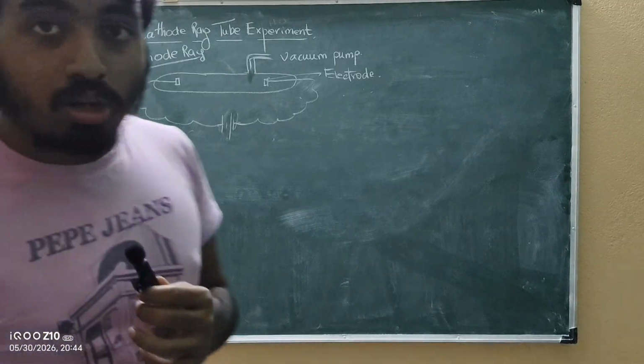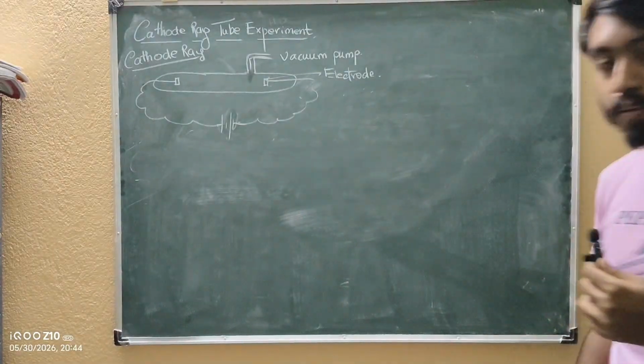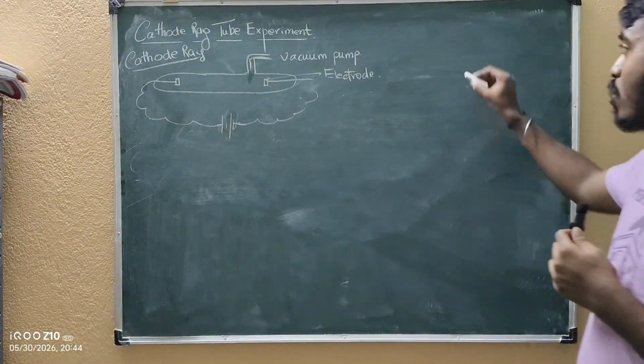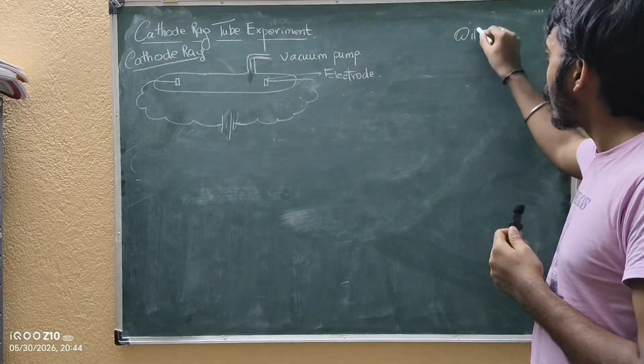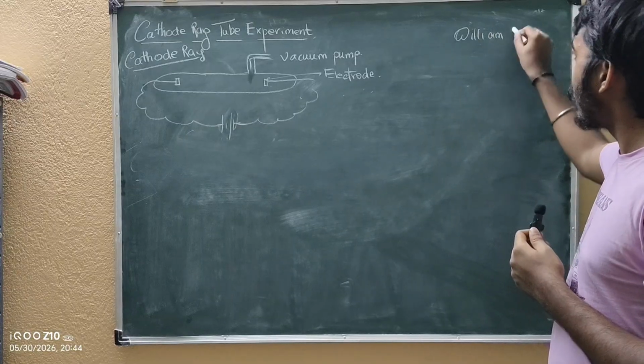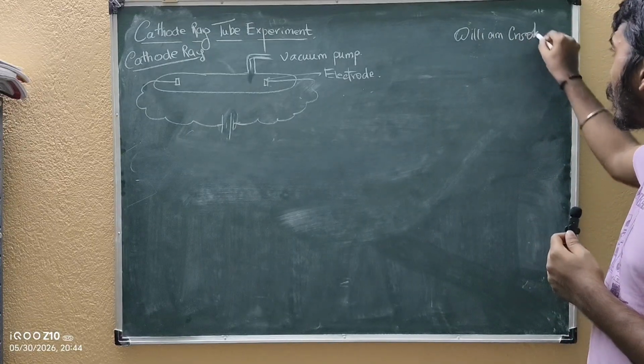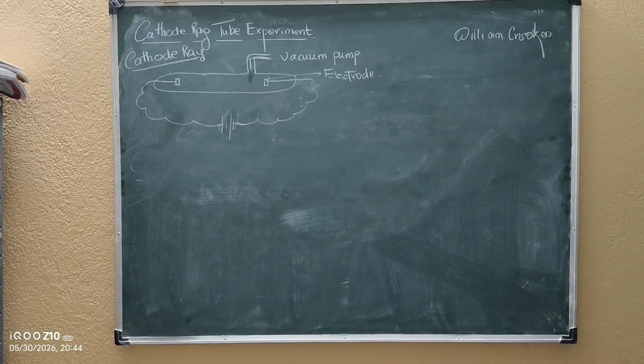So tell me, who discovered cathode ray? You already have read in your book. It is William Crookes, right? So William Crookes first worked it out and he discovered the cathode ray. Remember, he did not discover electrons. He discovered cathode ray, but not electrons.